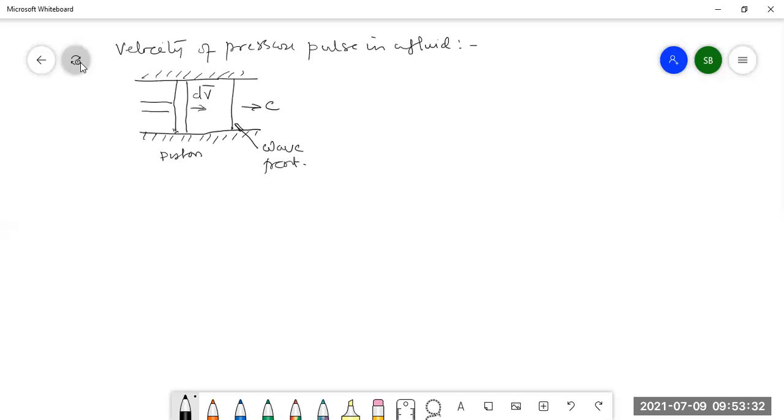But the fluid near the piston moves with the sonic velocity when there is an infinitesimally small movement.